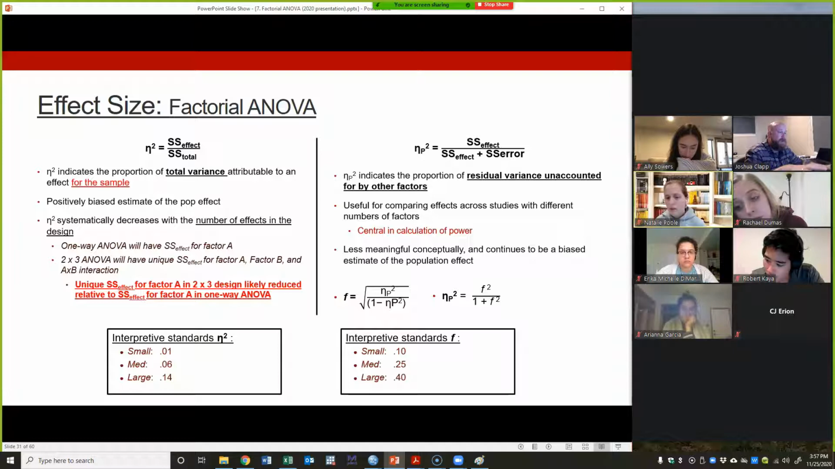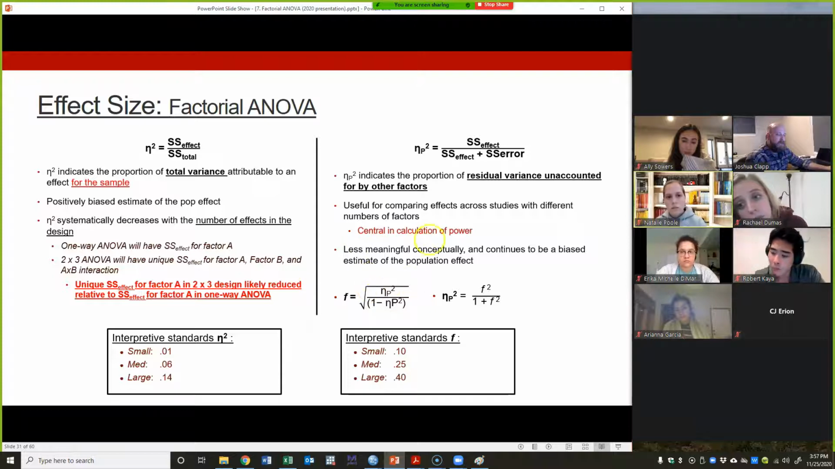Okay. Another statistic here is F. F is the formal statistic that you'll see used for power calculations, but F and partial eta squared have a direct relationship.